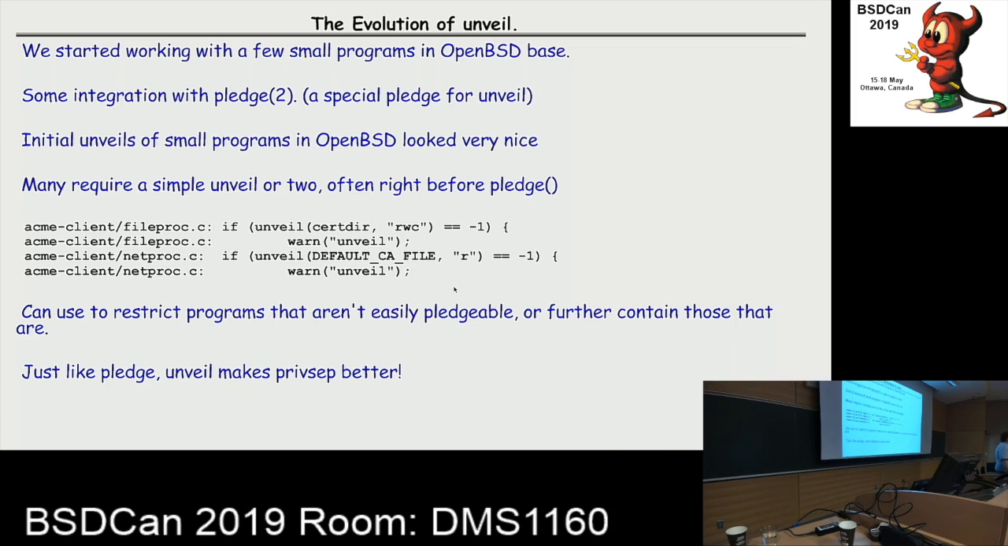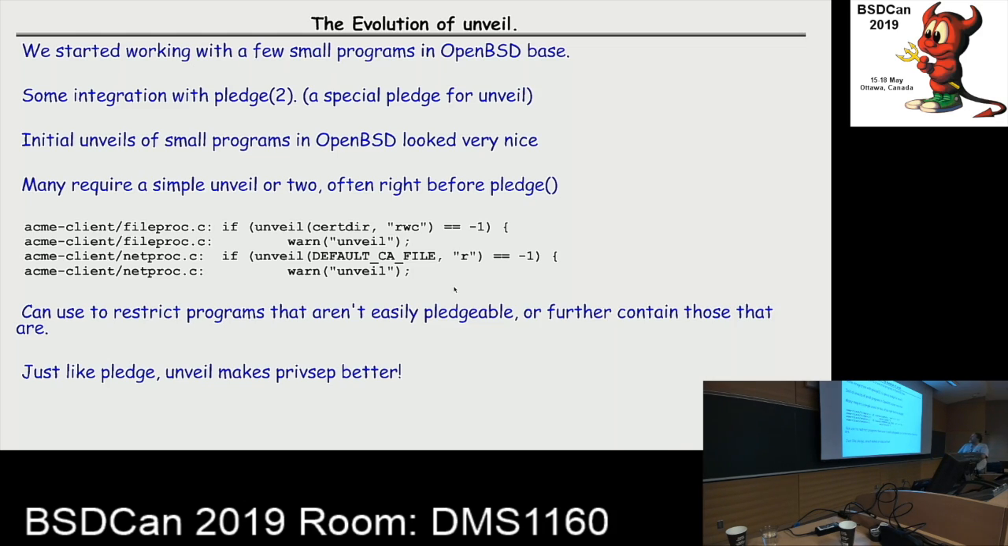Okay, this is integrated with a way to go out and ask Let's Encrypt, hey Let's Encrypt, give me a certificate. In the file processing portion of ACME client, where it's actually able to scribble anything because it is privilege separated, it will, right up the top, say, hey, I'm going to unveil certdir, RWC, and keep that going if it works. The cert dir is where it writes and creates certificates.